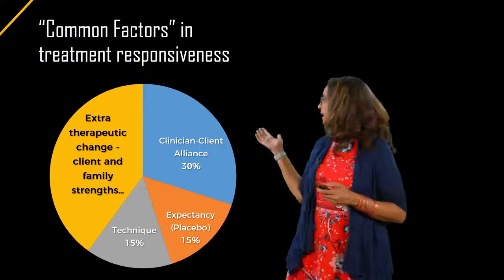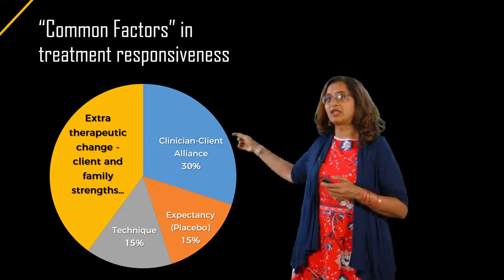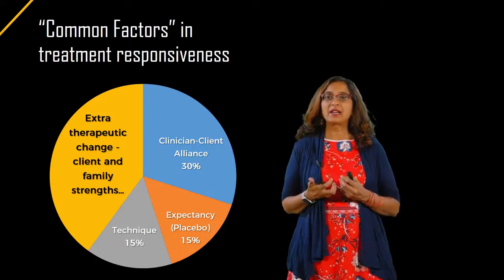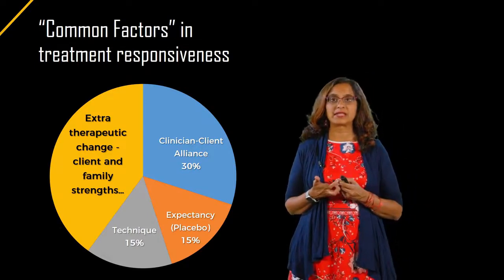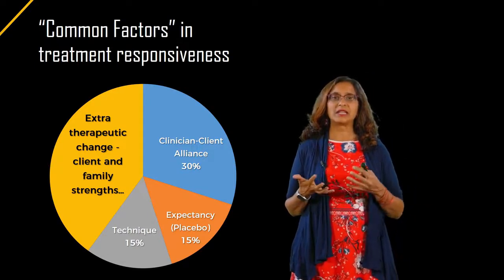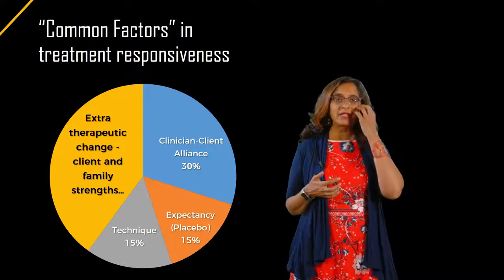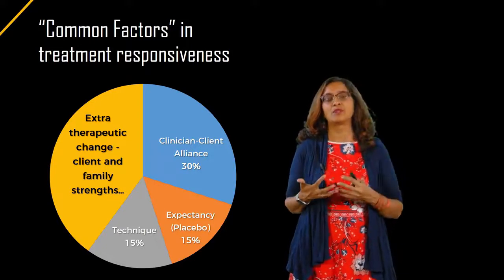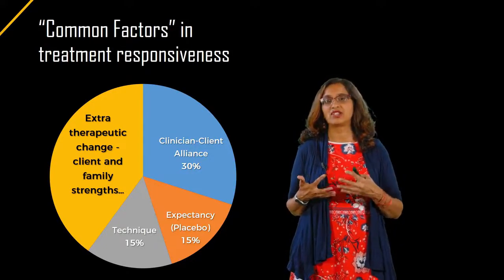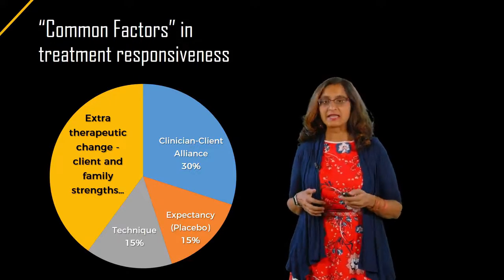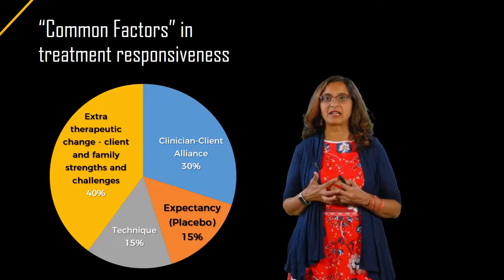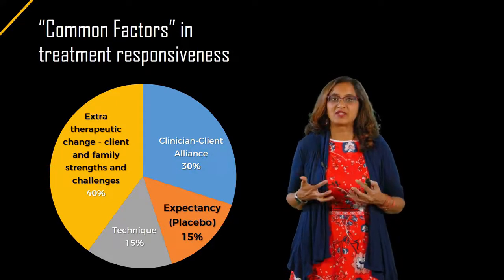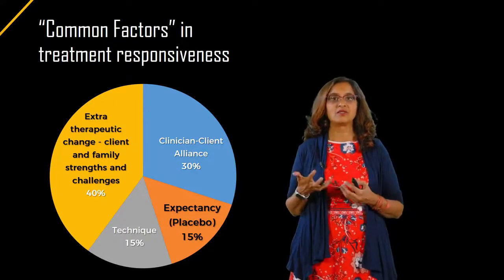So the first thing is extra-therapeutic change, as you can see on the pie chart. And that accounts for about 40% of treatment success. This includes child and client or client and family strengths that we cannot control, the support system that they have, the education level, things like that. The second is the expectancy or placebo. So that works in our favor. There's an expectation for change, there's hope for change, so that helps.